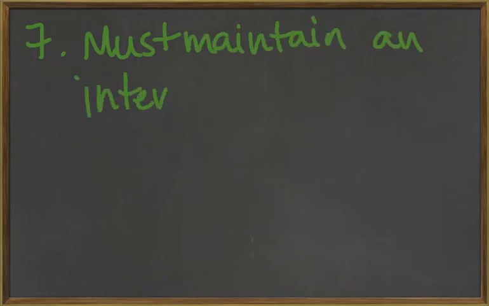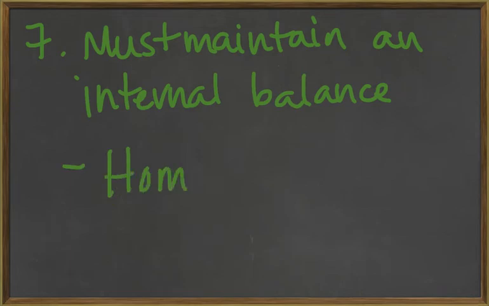Number 7, you must maintain an internal balance. And we call this, and this will be one of your big words, homeostasis. How we as human beings maintain the balance that keeps us us. How do we regulate our body temperature? How do we regulate our glucose levels? How do we regulate our serotonin and things like that? How do we regulate our bodies in order to function as best as we can?